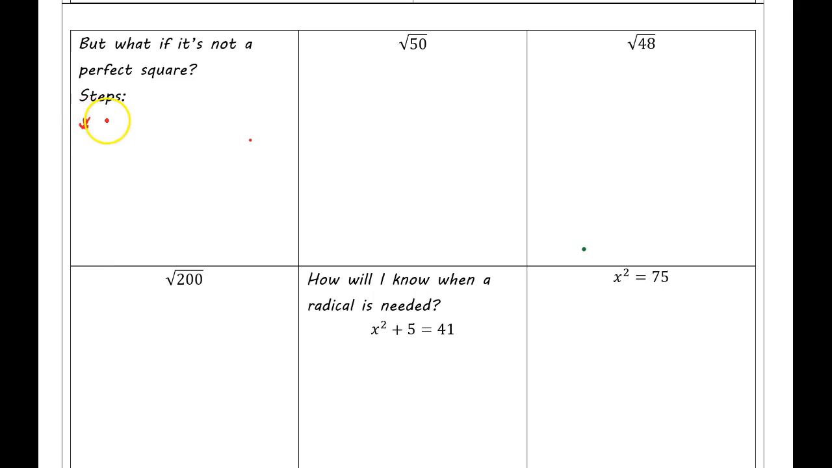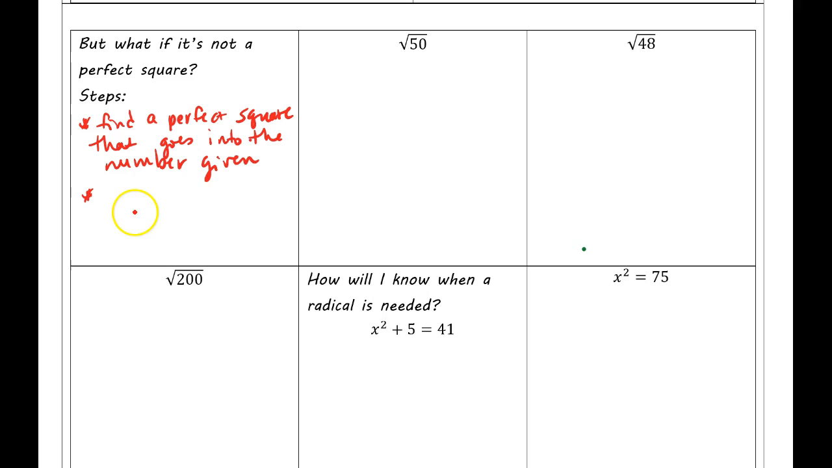What you want to do is find a perfect square that goes into the number given, and then simplify, or reduce. It doesn't make much sense when it's written over here, I get that, but we're going to do it with 50 and hopefully this will be the way to do it.